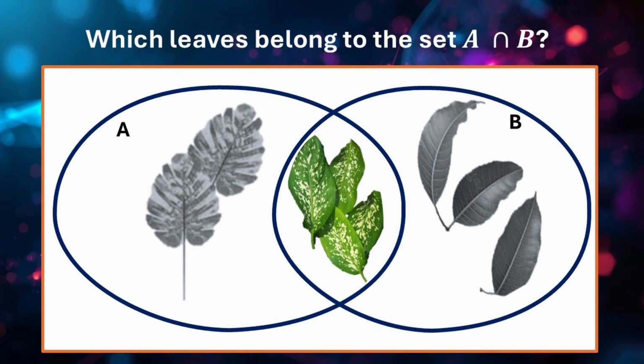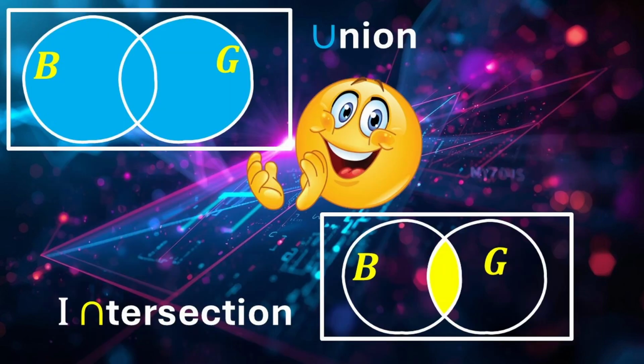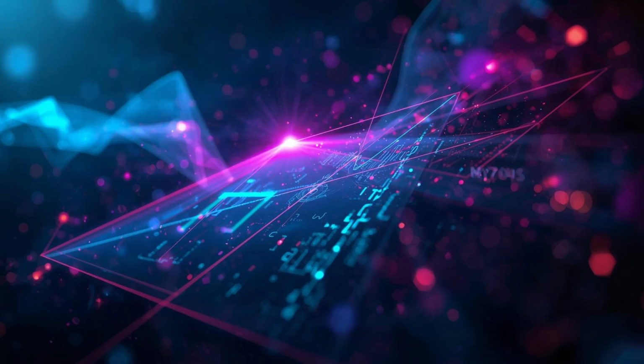And if I asked you which leaves belong to A union B, which set of leaves do you think we are talking about? Will it be this set or maybe this set of leaves? That's right, it's not just one set of leaves on the diagram, but all of these leaves are in the union. Now that you've seen the union and intersection of sets, share your knowledge with a friend to help them with confidently identifying and distinguishing between the union and intersection of two sets.